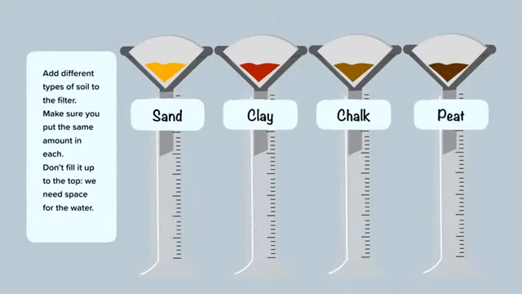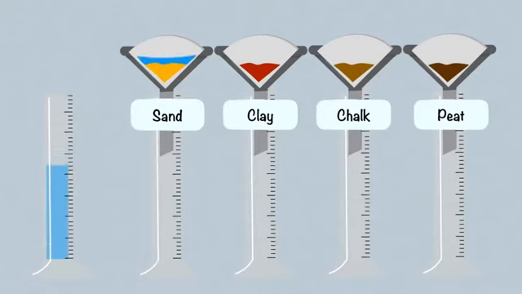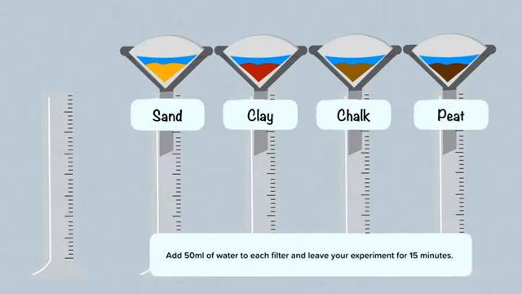As you're filling it up, make sure you don't fill it all the way up to the top, because we'll need space to put in the water. Next, use a measuring cylinder to measure out 50 millilitres of water for each filter funnel. And then leave your experiment for 15 minutes. Out of sand, clay, chalk and peat, which do you think will drain the quickest?